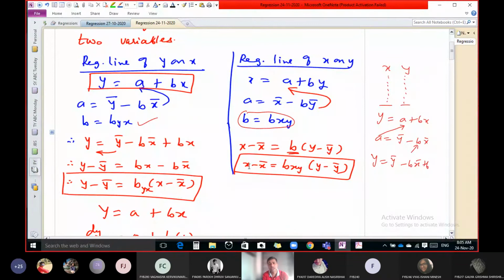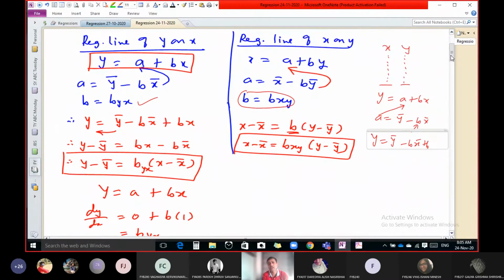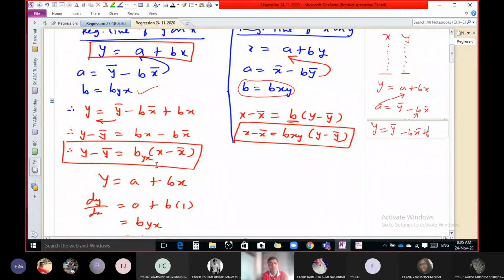So we get two forms of both regression lines. One is x on y and the other is y on x. Here there are two constants, a and b. Here there is only one constant, b. Now the question is how to find b, and what is b? Let us discuss b in detail.